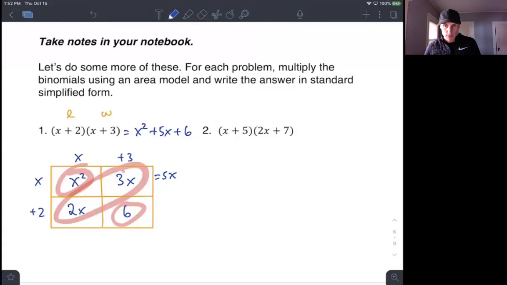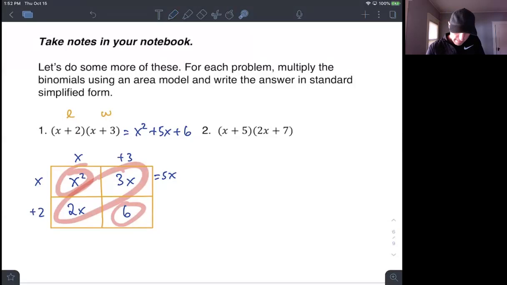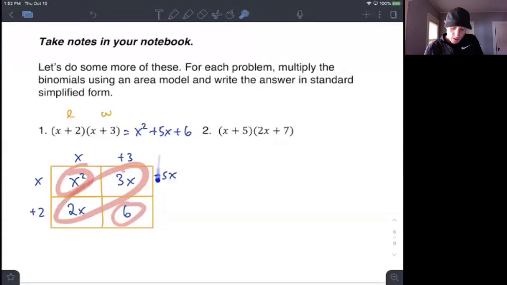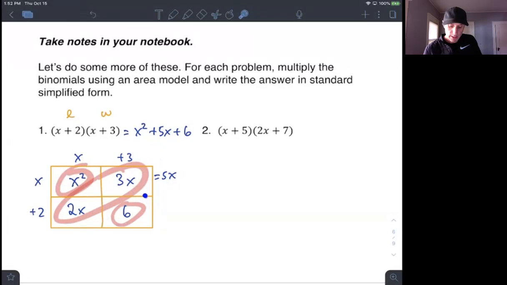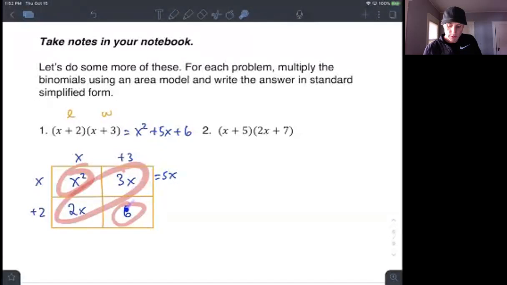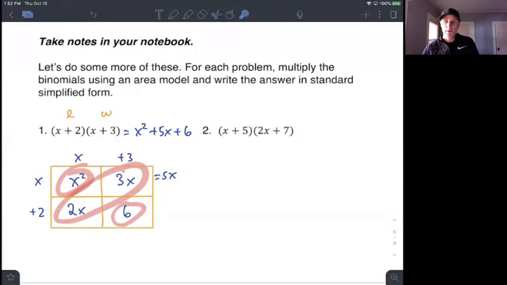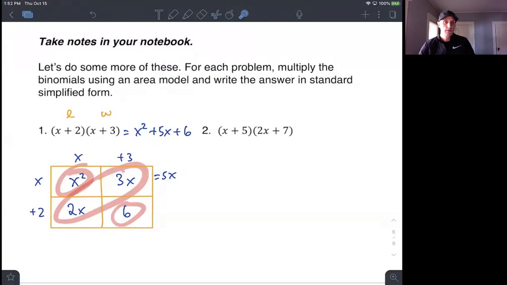Isn't 2 plus 3 5, not 6? 2 plus 3 is 5. That's that middle number. This number out here came from 2 times 3, because the area of a rectangle is length times width. So 2 times 3 gives you the 6. There's a lot of different things going on in there. Okay, I'll stop talking so you can think.